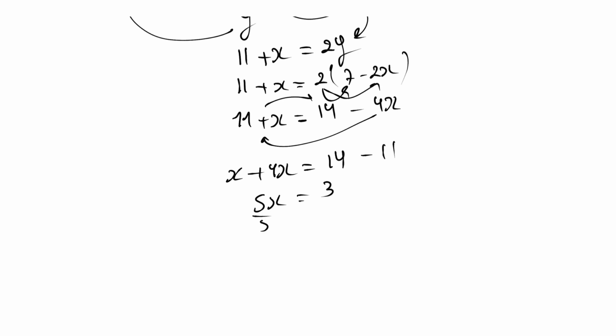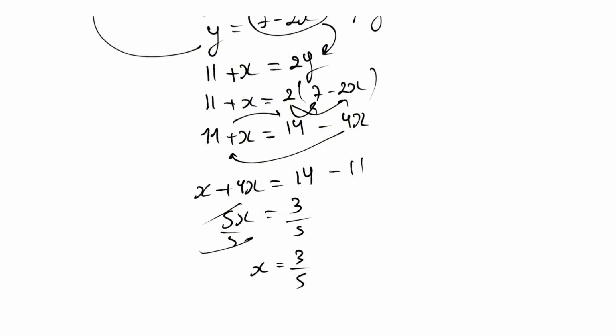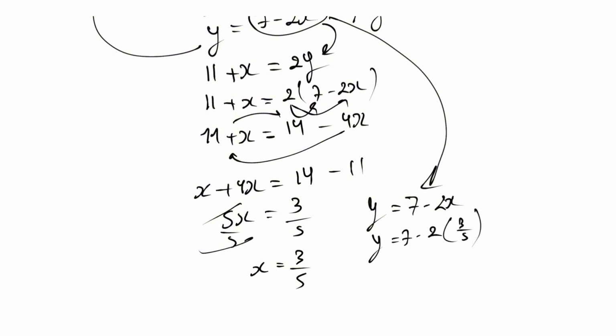So 5x equals 14 minus 11, which is 3. Divide by 5. x equals what? 3 over 5. We found the value of x, 3 over 5. Now we need to find the value of y. To find the value of y, choose the easiest one, the one we rearranged. So we have y equals 7 minus 2x. So now y equals 7 minus 2 times, what is the value of x? 3 over 5. So it will be 2 multiplied by 3, 6. So it will be 7 minus 6 over 5, okay?